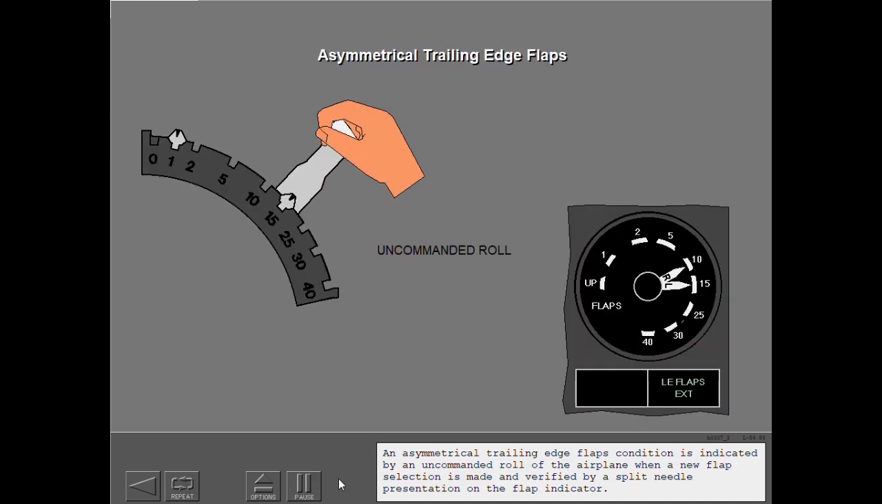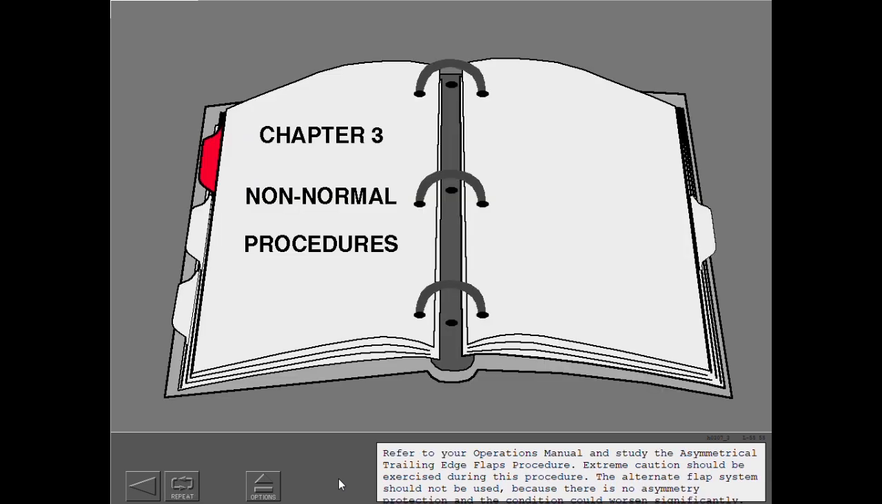An asymmetrical trailing edge flaps condition is indicated by an uncommanded roll of the airplane when a new flap selection is made and verified by a split needle presentation on the flap indicator. Refer to your operations manual and study the asymmetrical trailing edge flaps procedure. Extreme caution should be exercised during this procedure. The alternate flap system should not be used because there is no asymmetry protection and the condition could worsen significantly.